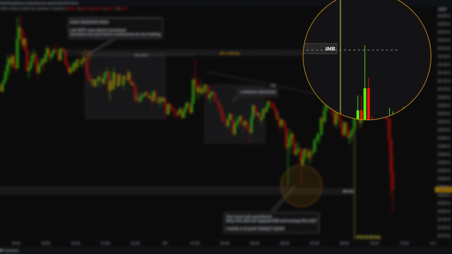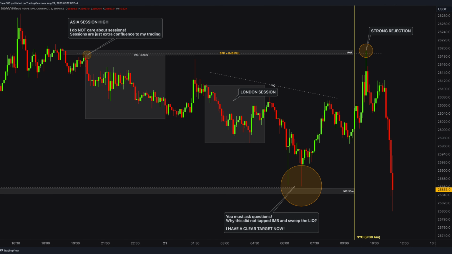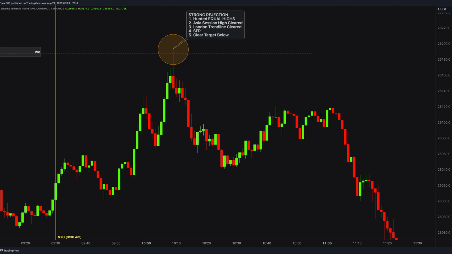Notice what happens here after the New York Open. Price sweeps the equal highs, sweeps the session highs, makes a swing failure pattern with quick rejection. Now I'm going down to the 1 minute. So we did 30 minutes, 5 minutes, and now 1 minute. As you can see, the structure shifts right here with this giant full breaker block.